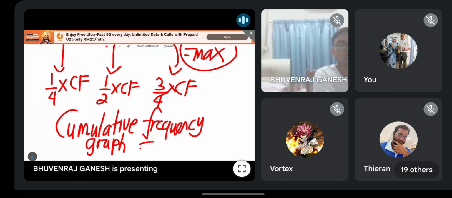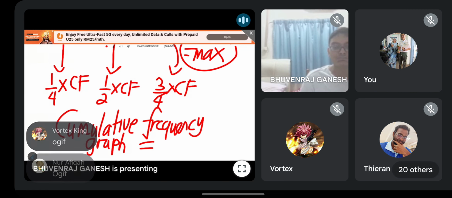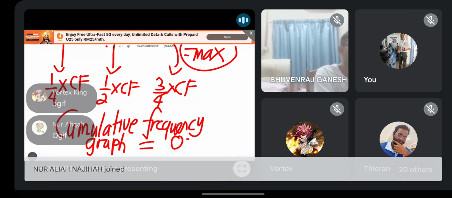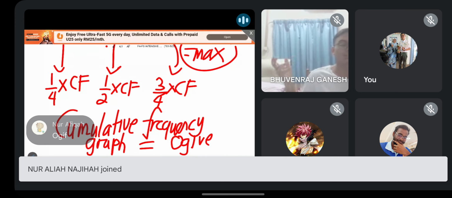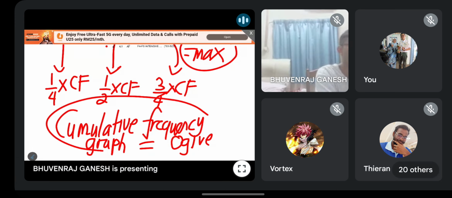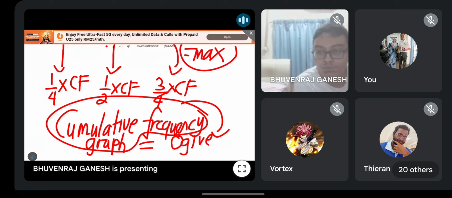So guys, this is equal to what? Kekerapan longgokan punya graph adalah graph apa? Anyone? Yes, ogive. So, jangan ingat saja nama ogive. Don't only think of ogive. Sometimes the question will ask you to draw this graph. Tiba-tiba kamu panic. What is this graph? It's the same thing. Okay, cumulative frequency is ogive. Because paksi Y for ogive is cumulative frequency. Kekerapan longgokan. Okay? But for ungroup data, boleh kan?